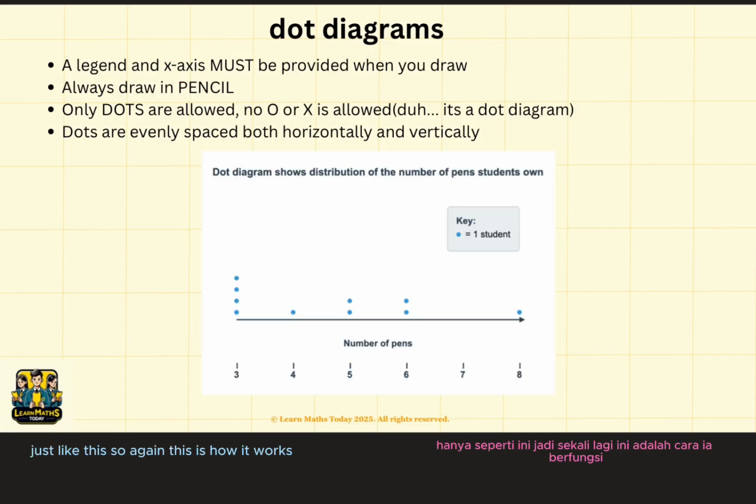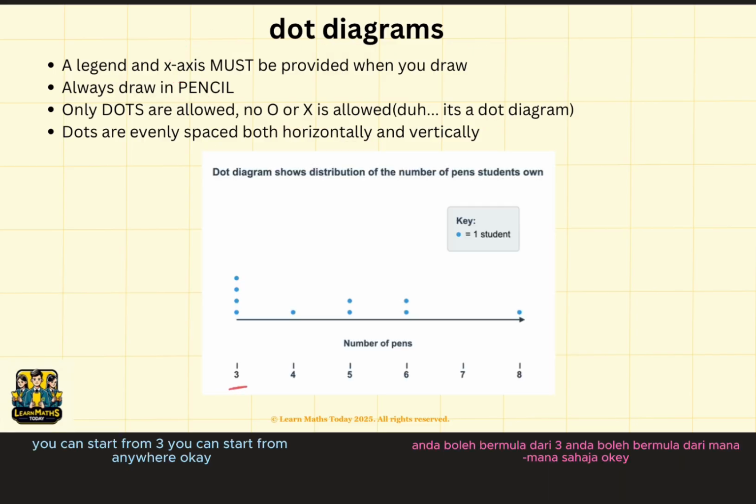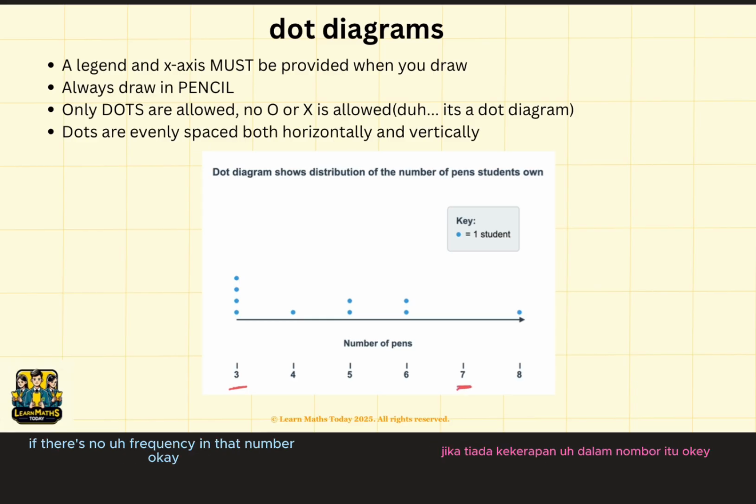Just like this. So again, this is how it works. You do not have to start from 0. You can start from 3, you can start from anywhere. You can start from 1,000, but you must always go in order. And you never skip a number if there's no frequency in that number in that data group.